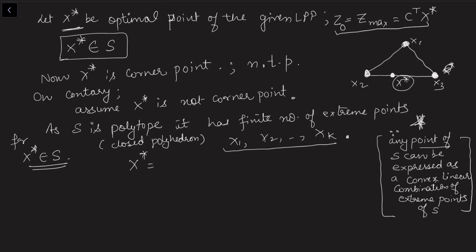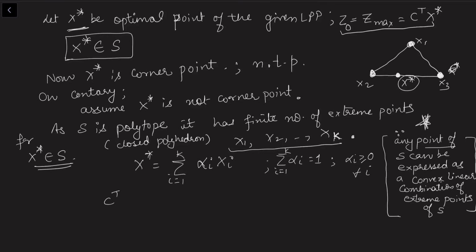So now I want to write x star as a linear combination of these. This means I will have to select some scalars. Let's select the scalars as alpha i, and capital X i varying from 1 to k. We have taken k finite extreme points or corner points, and the restriction on alpha i is that the total sum of these alpha i, 1 to k, is equal to 1, and the alpha i's are greater than or equal to 0 for every i.